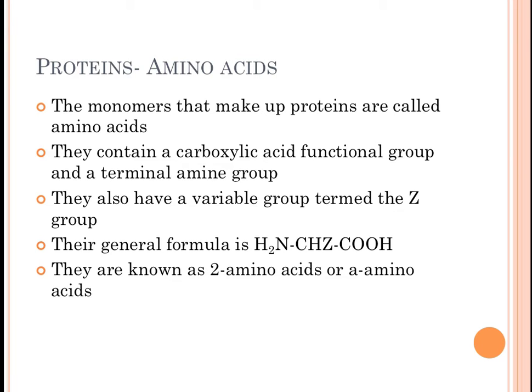In chemistry, an R group contains only carbons and hydrogens. These groups, these Z groups, contain very often other elements such as sulfur, oxygen, nitrogen. So you must use the Z. Okay? You may also see these called 2 amino acids or alpha amino acids sometimes.